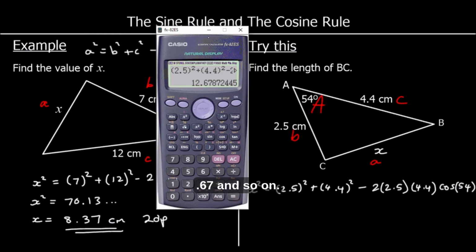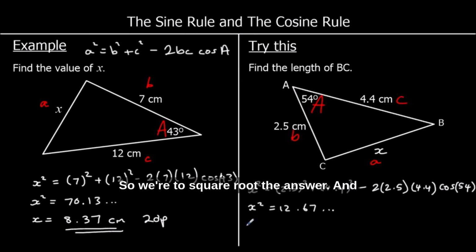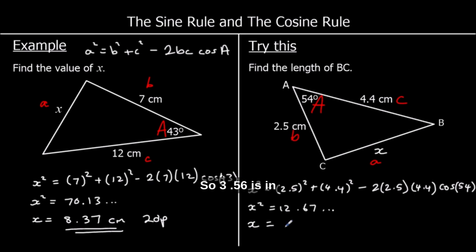12.67 and so on. So x squared is 12.67 and so on. We want x, so we're going to square root the answer, and that's 3.56 to 2 decimal places. So 3.56 is in centimeters to 2 dp.